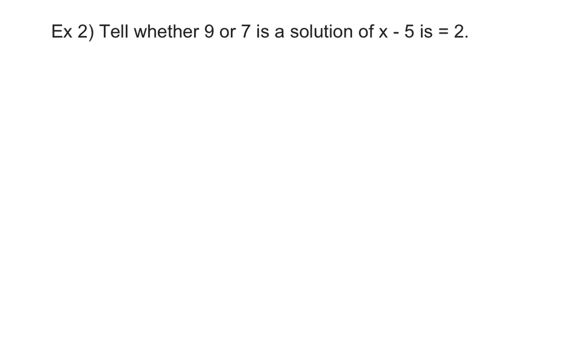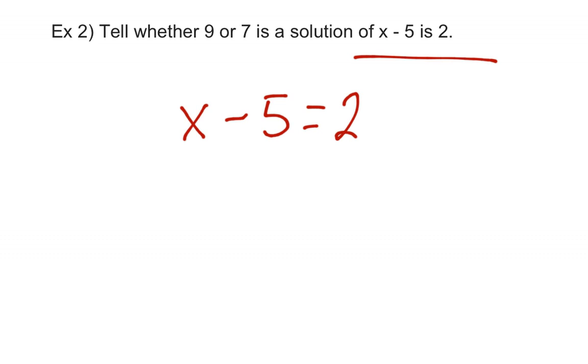Okay, next thing. If they're able to give us an equation like this, something like x minus 5 equals 2, well, we're going to go ahead and write that down. That's the equation that we're starting with. X minus 5 equals 2. And then what they're going to ask us to do here, it says tell whether 9 or 7 is a solution. So we're really trying to check here if one of these two is what x is going to be. So really all you're doing is plugging it in here. Let's start with the 9.